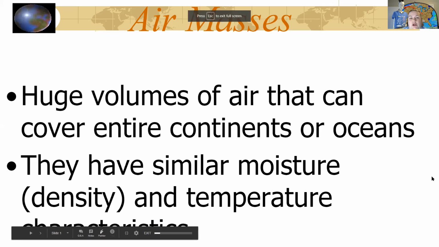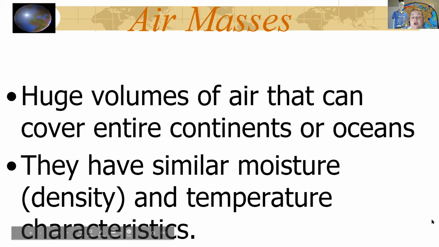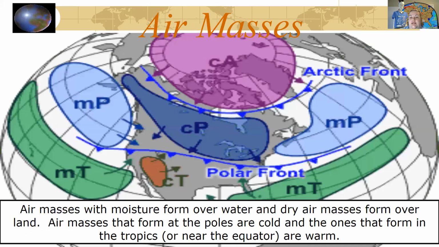So to start off with, an air mass is a huge volume of air that can cover the entire continent or the entire ocean. And in order to be considered an air mass, they have to have similar moisture and similar temperatures. So here are some different types of air masses.